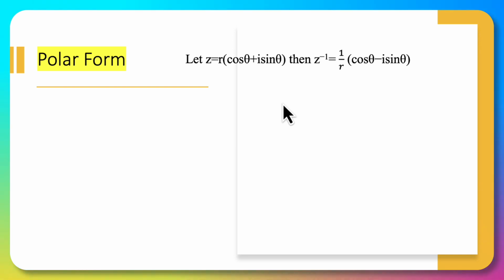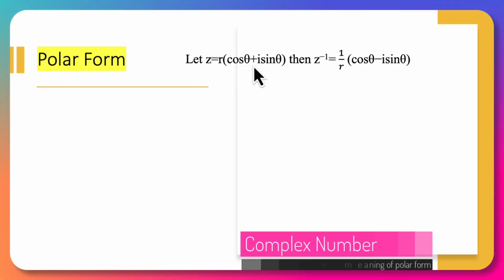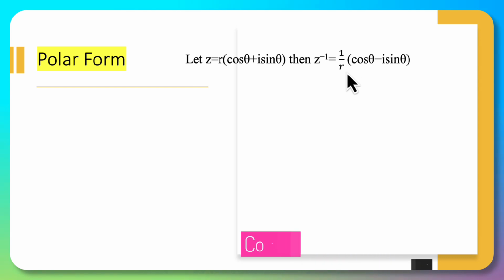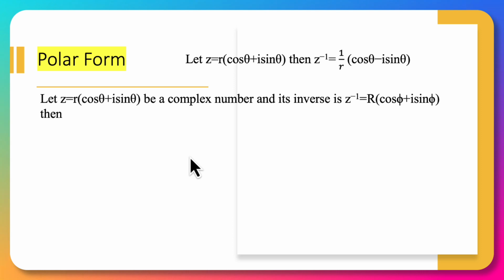Similarly, the polar form can also be used to find the inverse of a complex number. This means if z = r (cos theta plus i sin theta) is a complex number, then its inverse will be 1 by r times (cos theta minus i sin theta). For the proof part, let us suppose the inverse of a complex number z, which is z inverse, is capital R times (cos phi plus i sin phi).